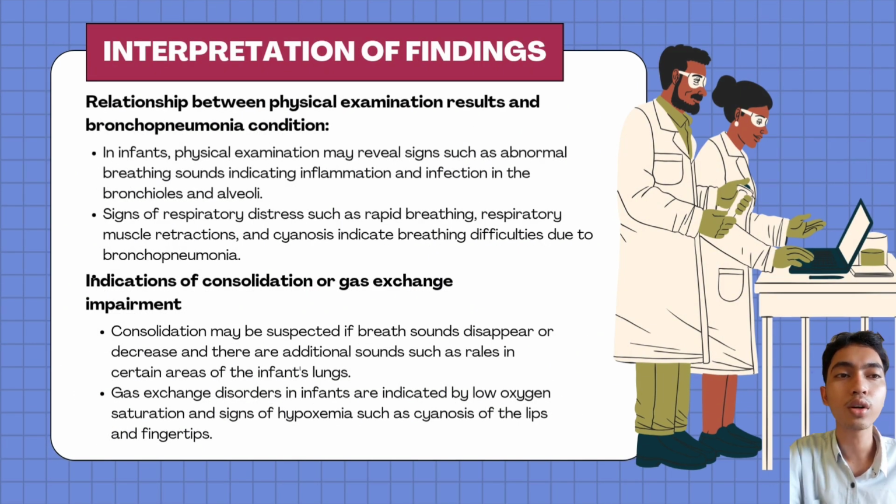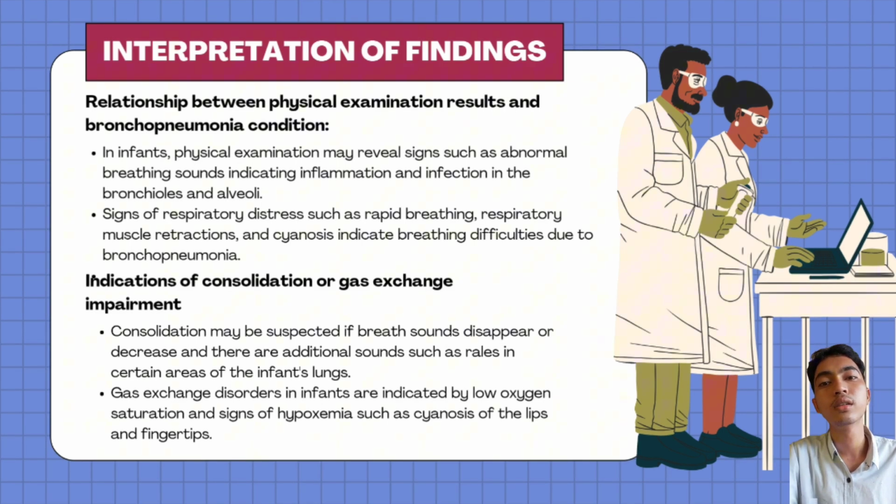Interpretation of findings in bronchopneumonia in infants. The relationship between physical examination results and bronchopneumonia. The first one is in infants. Physical examination may reveal signs such as abnormal breathing sounds, indicating inflammation and infection in the bronchioles and alveoli. And signs of respiratory distress, such as rapid breathing, respiratory muscle contraction, and cyanosis, indicate breathing difficulties due to the bronchopneumonia.